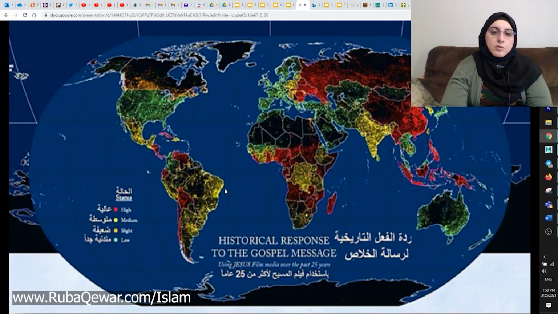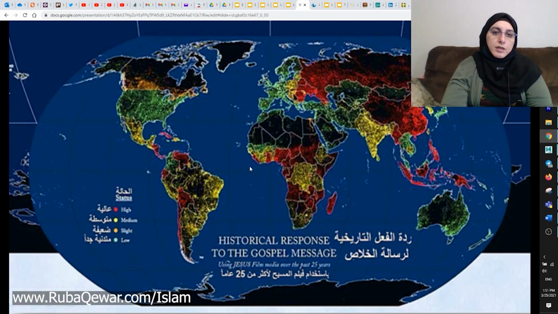For the historical response to the gospel message, this one is actually the opposite. The red color means people are highly responding to the message of salvation. So you see a lot of response down here in Africa, a lot of African people responding to the message and converting to Christianity, some in China and some also in South America. The yellow means medium, that sometimes they respond, sometimes not. You see that in India right here. And orange means weak, a slight response, and that's actually in southern Canada.